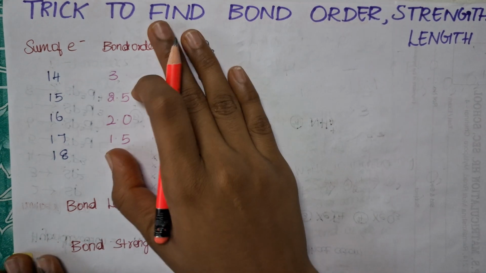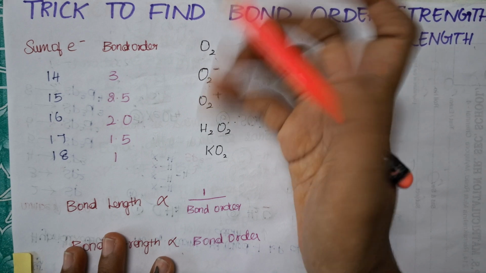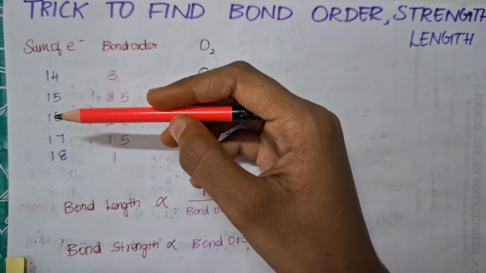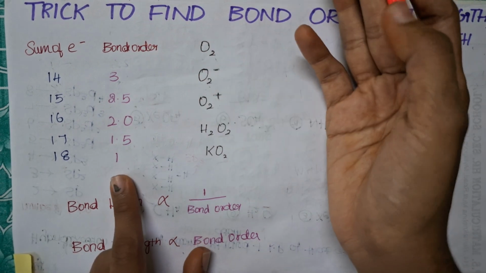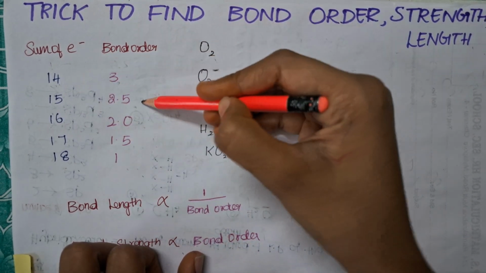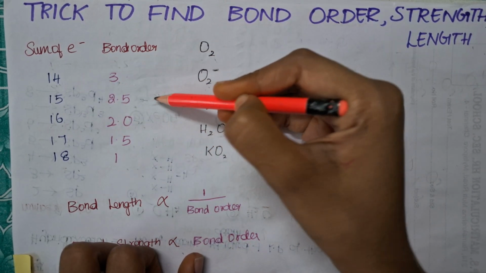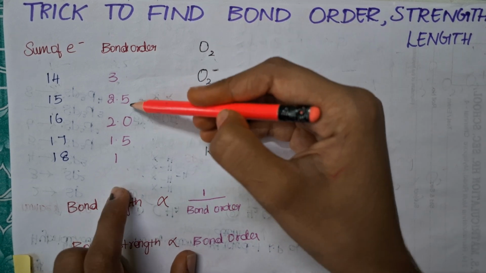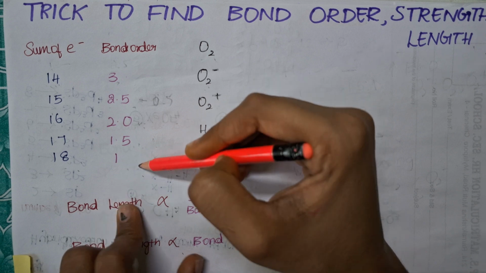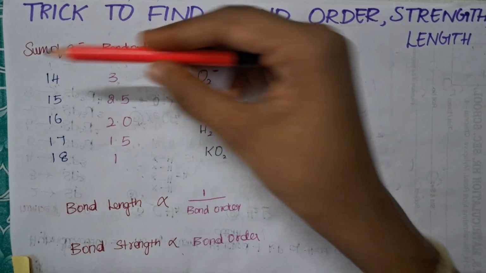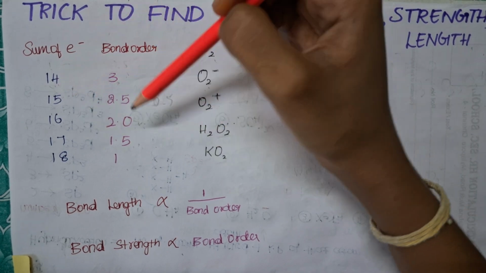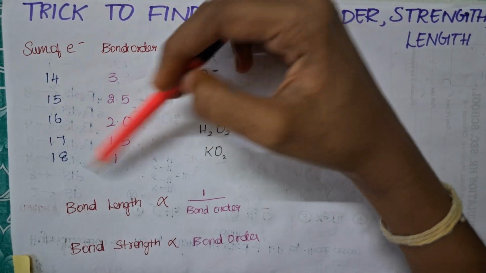Simply you need to know the atomic number and we can calculate, okay? If you are getting the sum of electrons as 14, the bond order is 3, that's it. Then if it is 15, minus 0.5 from here, and again minus 0.5. Start from 14. 14 is the common point, it will give you 3. 15 is 2.5, 16 is 2.0, 17 is 1.5, 18 is 1.